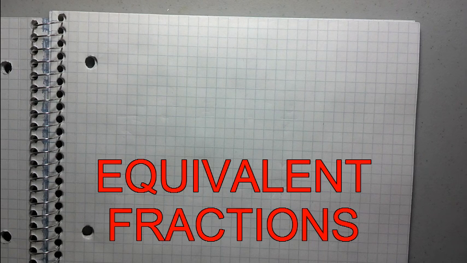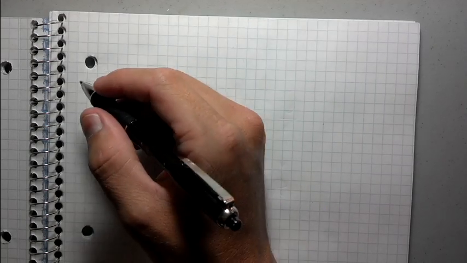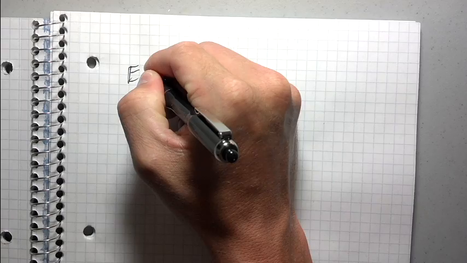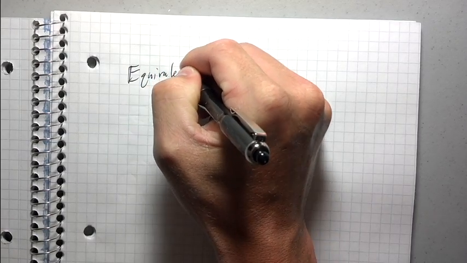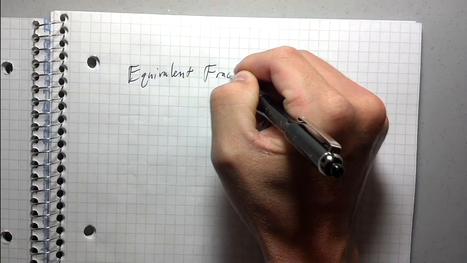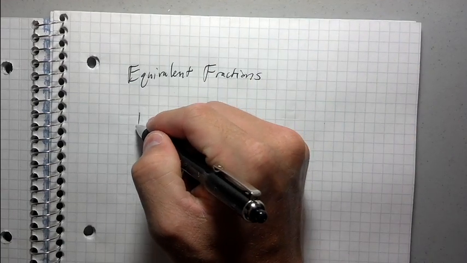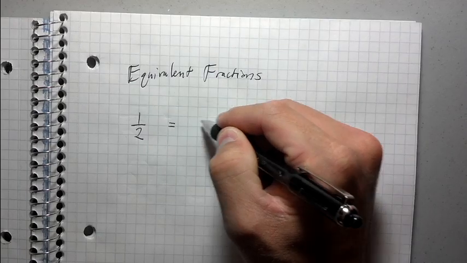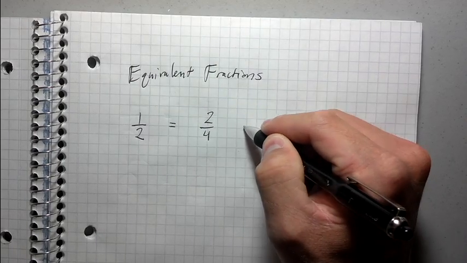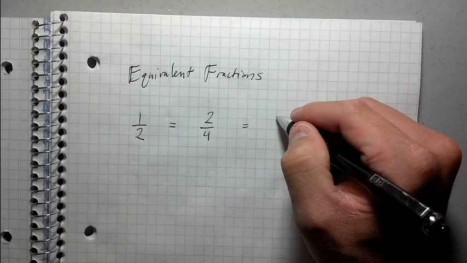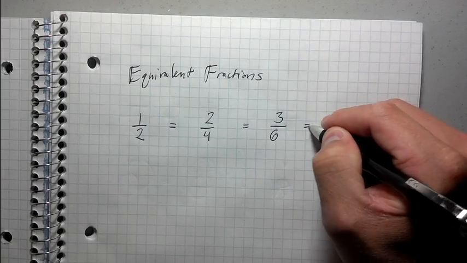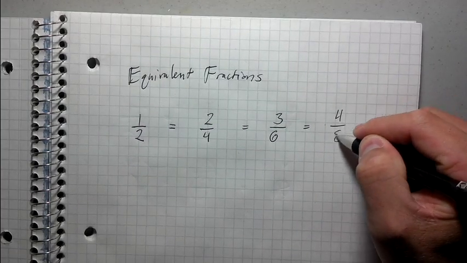This video is about equivalent fractions. So I'm going to make an illustration here. I'm going to use some examples to illustrate what equivalent fractions are and how you can work with them. So here we go. Equivalent fractions. I'm just going to list out a few. All right. So think about 1/2. 1/2 equals 2/4, which equals 3/6, which equals 4/8.